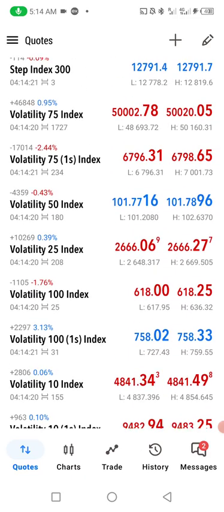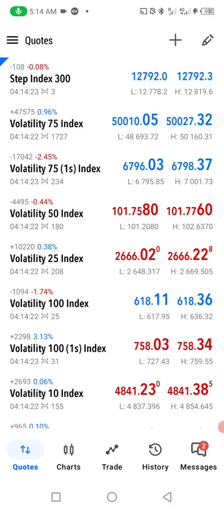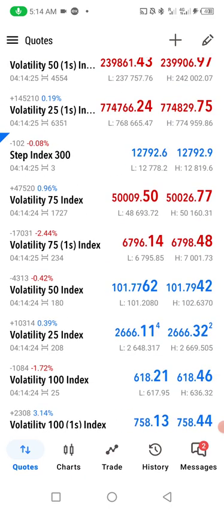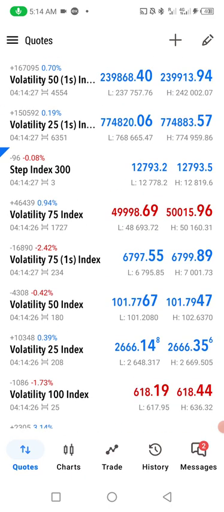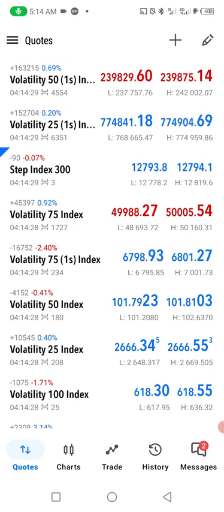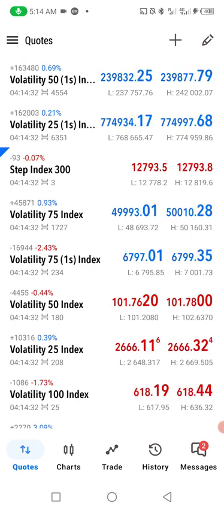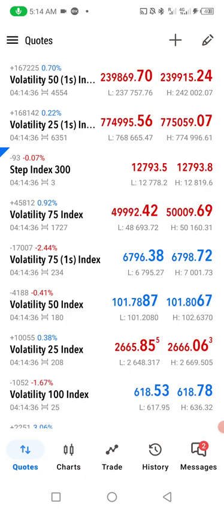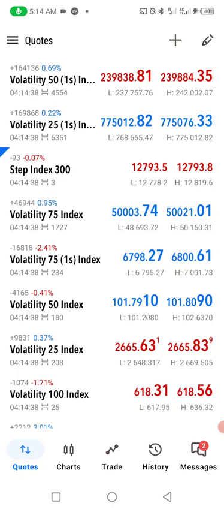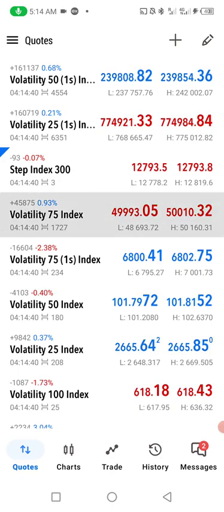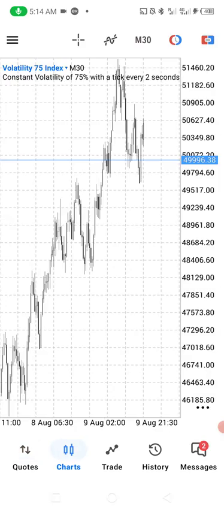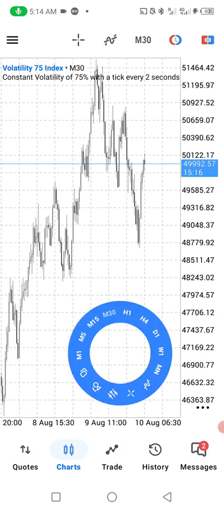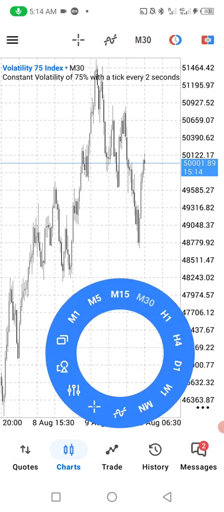Let's say we want to analyze Volatility 75 Index. Okay, the sign is plus, let's call it +1% because it is very close to 1%, right? So let's take this as an example. Let me open the chart. Now let me do the analysis and see if what the sign is showing us is going to work.